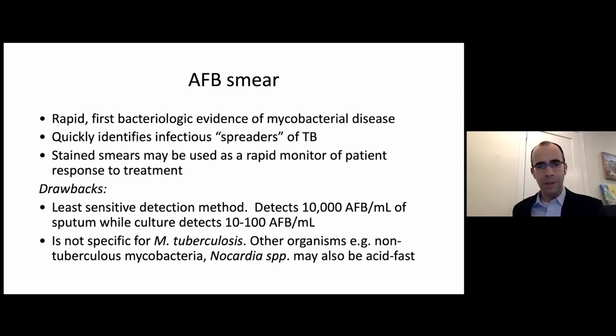There are some major drawbacks to AFB smear, which is first that it's the least sensitive method. You have to have at least 10,000 AFB per ml of sputum to have a positive smear. But culture, the gold standard, needs at least 10 living TB bacilli per ml to become positive. The other problem with AFB smears is that it's not specific for tuberculosis. Other organisms like non-tuberculous mycobacteria, nocardia, actinomyces, et cetera, would be acid-fast as well.